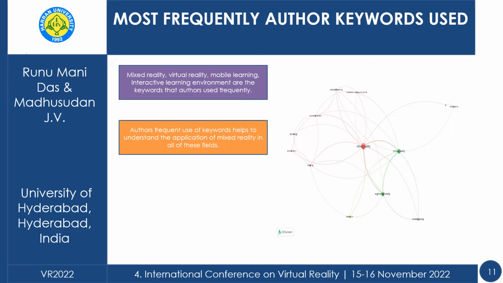Now, in most frequently authored keywords used, we can see another picture that is retrieved from VOSviewer software, and we can say that mixed reality, virtual reality, mobile learning, interactive learning environment are the keywords that authors used frequently. With that, we can say that authors' frequent use of keywords helps us to understand the application of mixed reality in all of these fields.